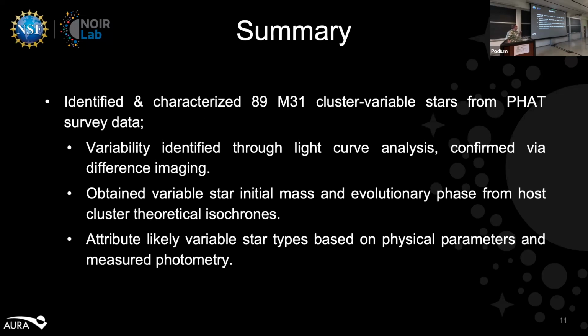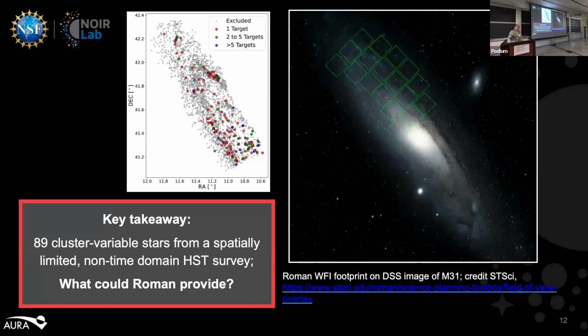And so this is my very brief summary slide. So as I said, we've identified 89 M31 cluster variable stars from the Panchromatic Hubble Andromeda Treasury survey. But the key takeaway for this conference, I think, is that, yes, we've identified these 89 stars, but they're identified from a Hubble survey not designed in any way really, or purposefully designed for time domain. And so it was spatially limited. It doesn't cover the entirety of M31. And as I say, it wasn't a time domain survey.